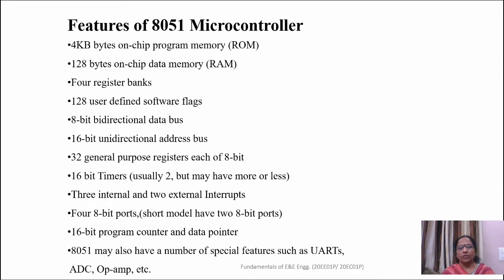There are 4 8-bit ports, though the short model has 2 8-bit ports. Further, it contains a 16-bit program counter and data pointer. The program counter carries the address of the next instruction to be executed, and the data pointer has the address of the data.